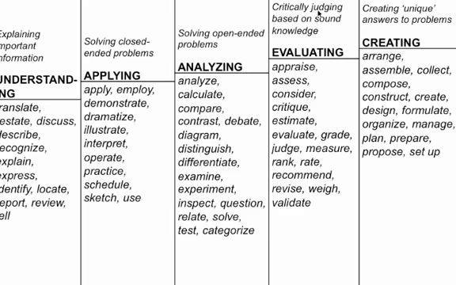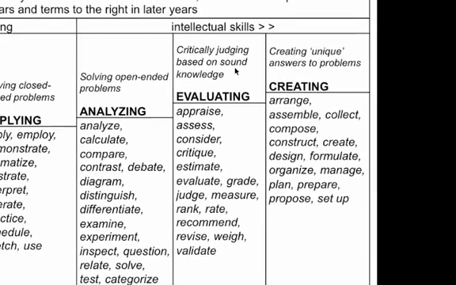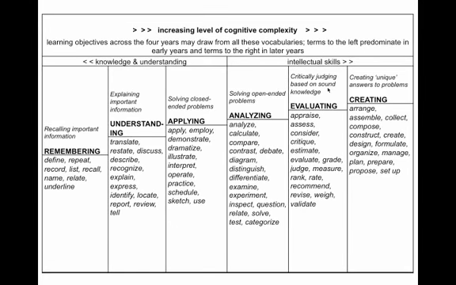At the next level is the idea of evaluation. Our learners are able to make critical judgments based on what they've learned today. So they're able to evaluate what they have remembered, understood, applied, and analyzed. And at the very far end, the most complex level of cognitive skill here is being able to create or generate new knowledge based on what has been remembered, understood, applied, analyzed, and evaluated.